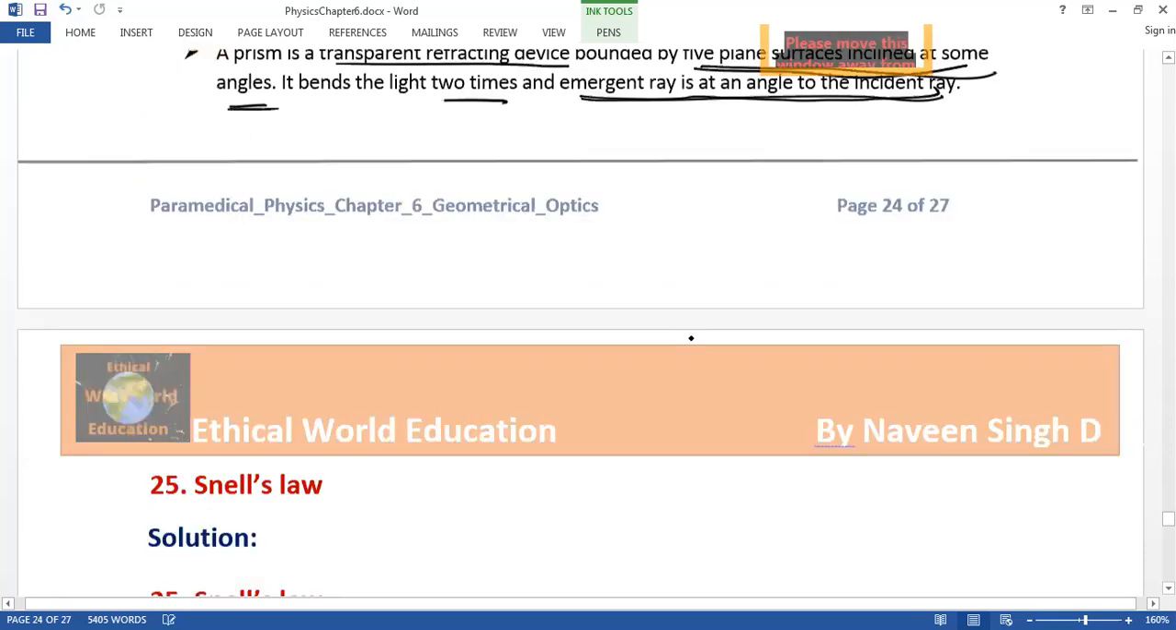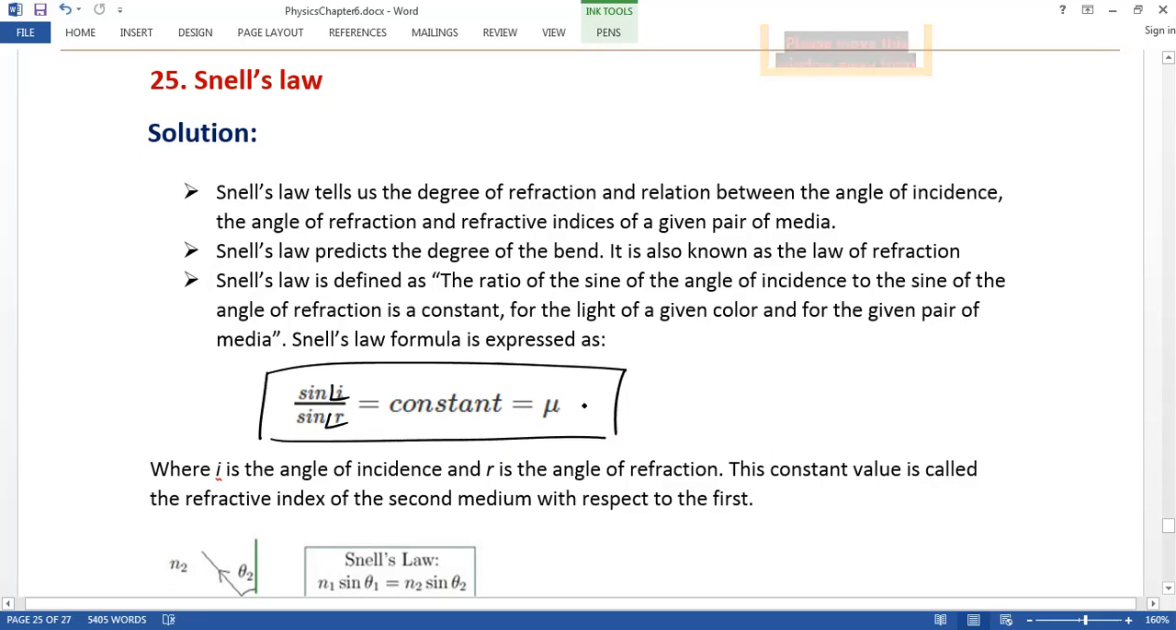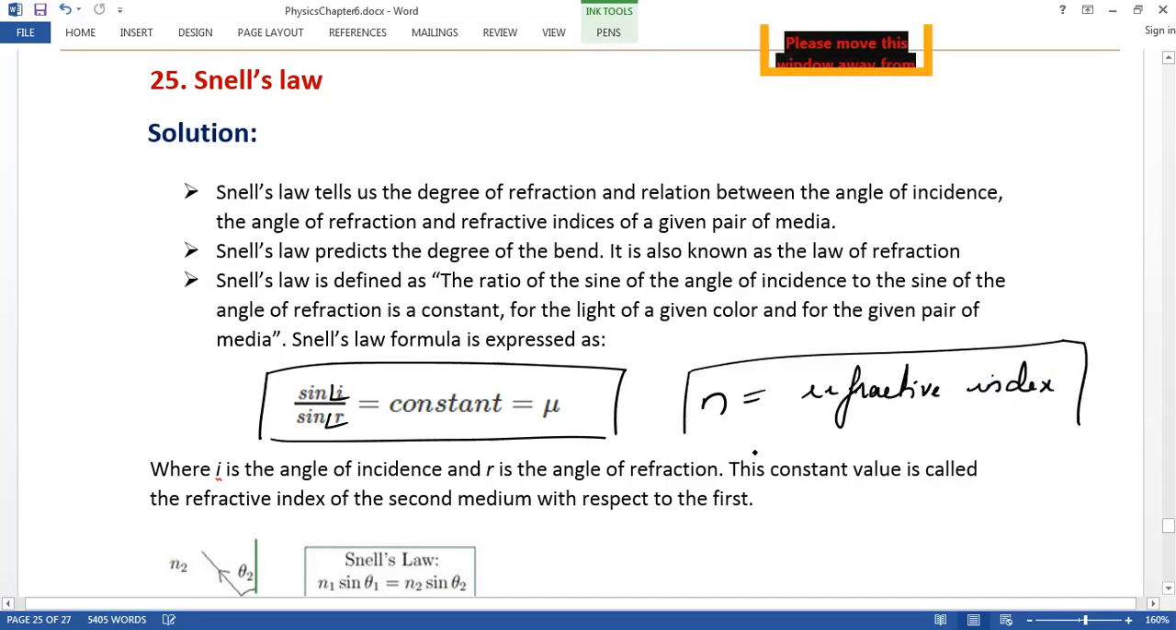Let us move on to the next one, Snell's law. Snell's law is defined as the ratio of the sine of the angle of incidence to the sine of the angle of refraction, that is sin i by sin r, which is equal to a constant, n. Here you can say mu or n. N is nothing but the refractive index. This is Snell's law.